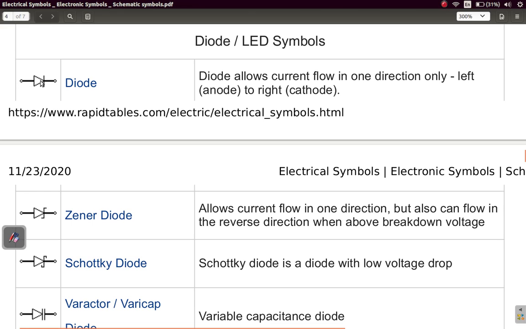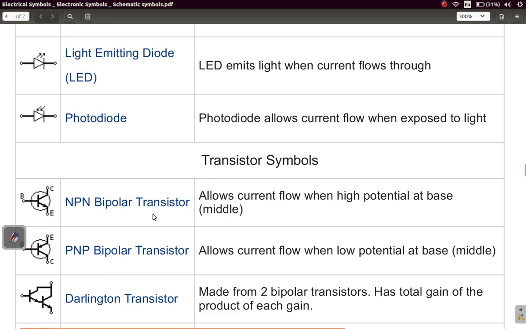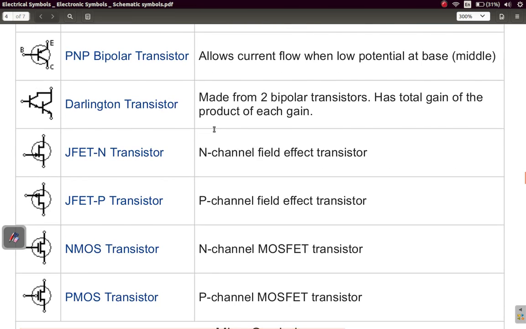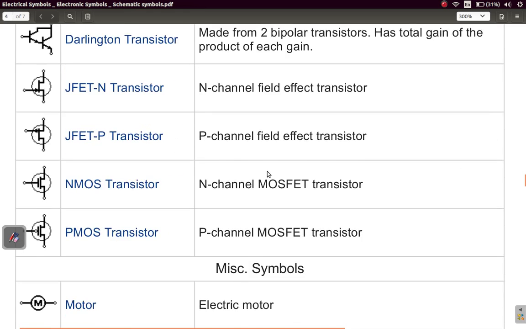Conventional current flow would flow from left to right. Now, the Zener diode allows current in one direction, but also can flow in the reverse direction when you have the voltage above what is called a breakdown voltage, right? Alright, so these are various types of diodes. The transistors, these are electronic now, NPN and PNP transistors.